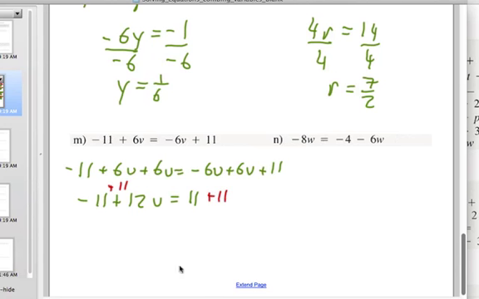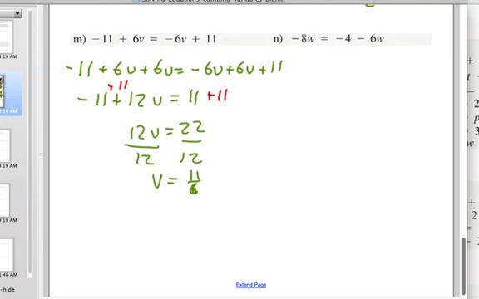So 12v is equal to 22, and we divide both sides by 12. So v is equal to 11 over 6 in lowest terms, which is our simplest form. So that's 11 over 6. Let me just clean that up.